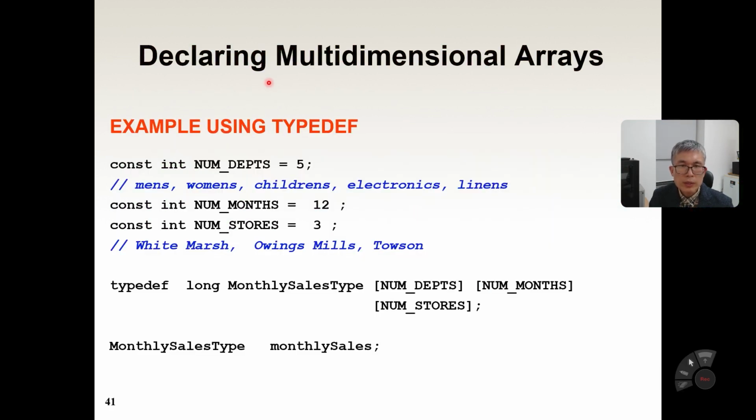And then declaring multi-dimensional arrays. Here one dimension is department, and the number of months, and this stores values. We can also do three-dimensional, with department, stores, and months. So the monthly sales type is typedef'd as a three-dimensional array, and then we can declare one array variable, monthly sales.